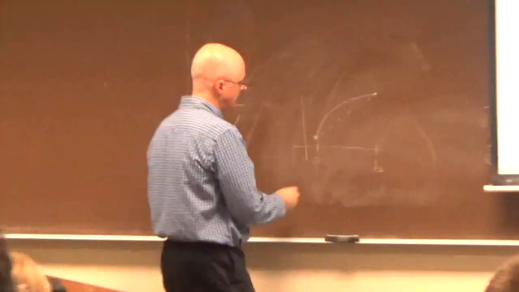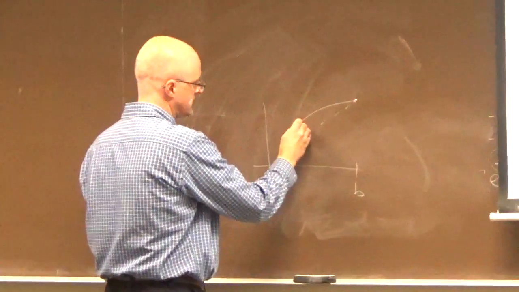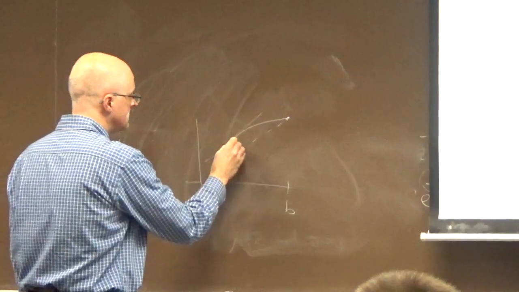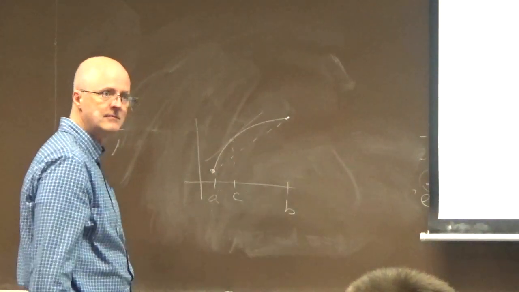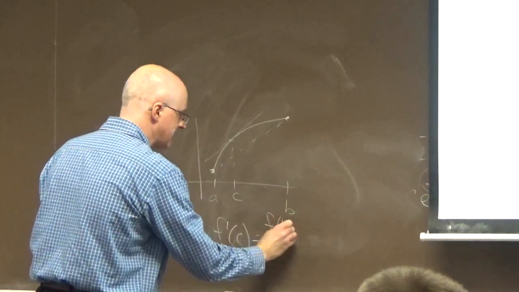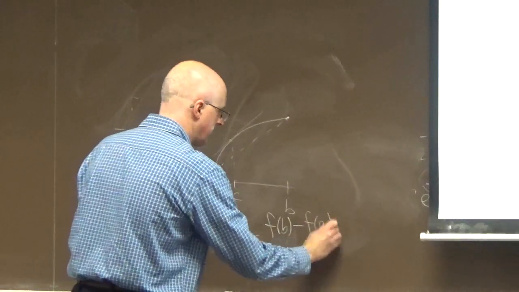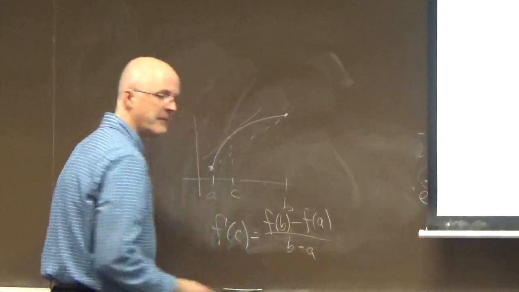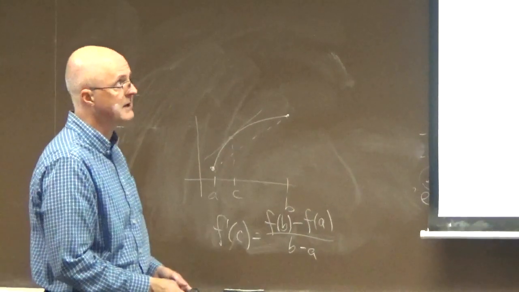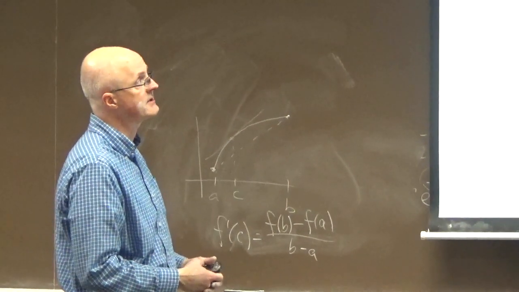Again, it looks about like that. Right about here or so, the tangent line is parallel to that. It has the same slope. So the C would be this. F prime of C equals F of B minus F of A divided by B minus A. The mean value theorem can be used to prove the increasing and decreasing function theorems and also the constant function theorem.